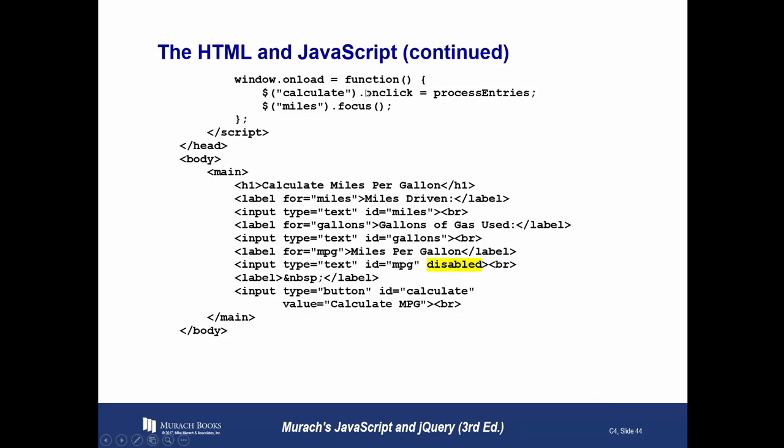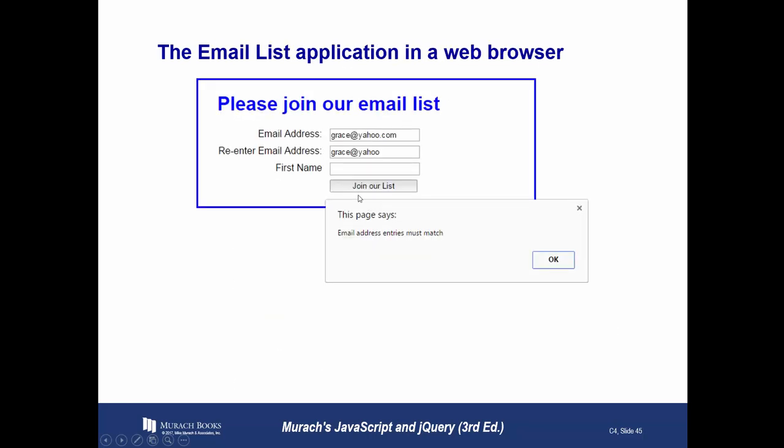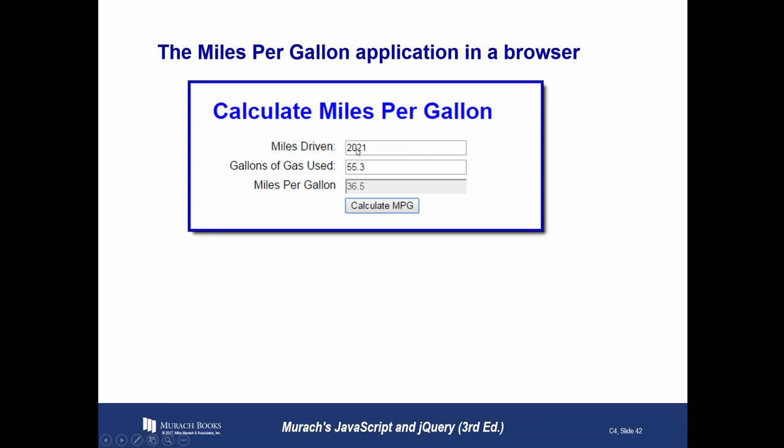Then in the onload method, we're associating the processEntries function with you clicking the calculate button, and we're telling the cursor to go into the miles text box when we begin. So when we run this, our cursor will be right here. As long as we put a valid number here and we click the calculate button, we'll get the answer here. You may or may not be able to tell, too, this field is disabled. That's why it's gray in color, because once we put a value here and a value here and click, we shouldn't be able to change that answer.